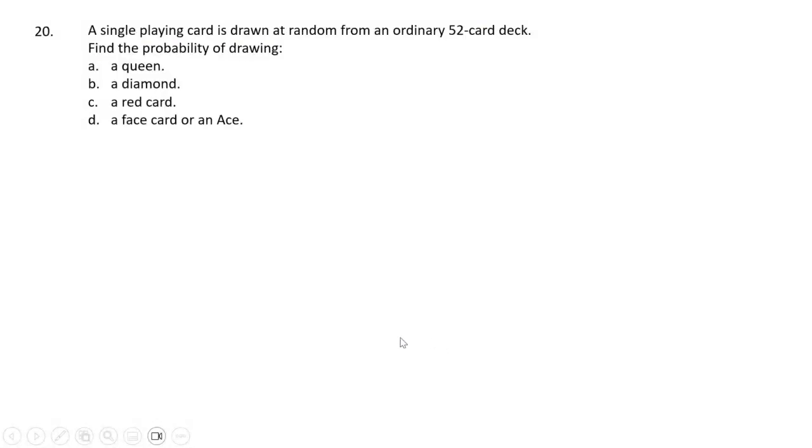Number 20. A single playing card is drawn at random from a 52 card deck. Find the probability of drawing a queen, a diamond, a red card, or a face card or an ace. So these are all the playing cards. There's 13 of each suit. There's 13 clubs, 13 spades, 13 hearts, and 13 diamonds. There's 52. If you notice, there's 26 black and 26 red.